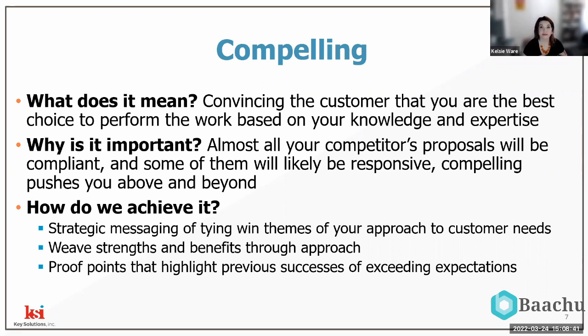So the best way to achieve compelling content in your proposal is always ensuring that your strategic messaging within your approach ties your win themes to the customer needs. So you should be developing those win themes at the beginning of your proposal development cycle, and then don't just leave them on the table. Make sure you're taking those win themes with you through every single step. So if you're developing new content, address that win theme. If you're reviewing old content, still use those win themes, make sure that you're still hitting those win themes and checking those boxes. Also making sure that you're weaving your strengths and benefits through your approach.